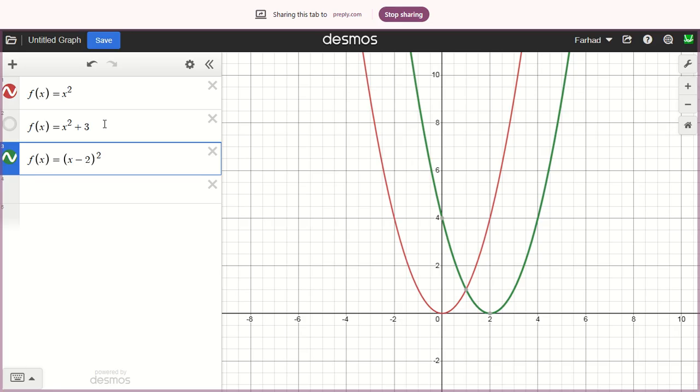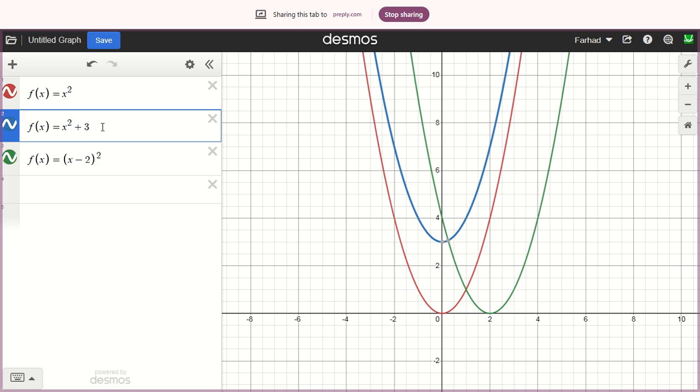So for y, now you can see it, the blue one, x square plus 3. That means if we add something with x square, then it will move just along the y-axis, right? It will move up or down if we add something with x square, then the graph will move up and down. But if we add or subtract something with x, then the graph will move left and right.